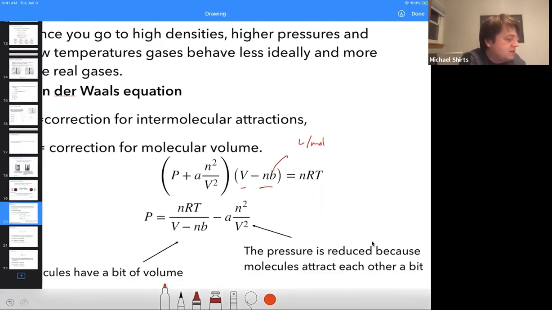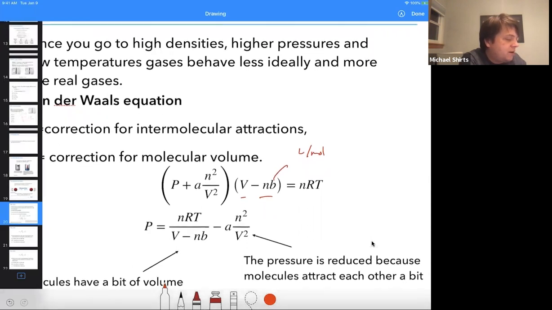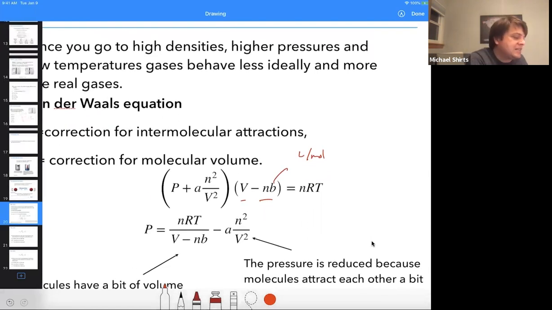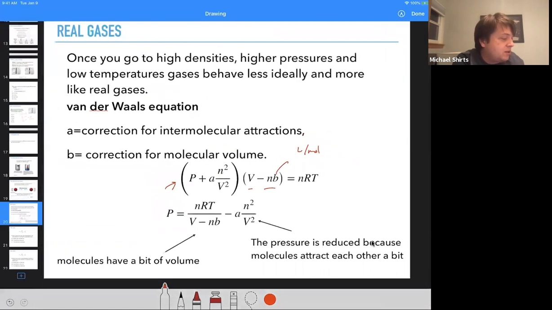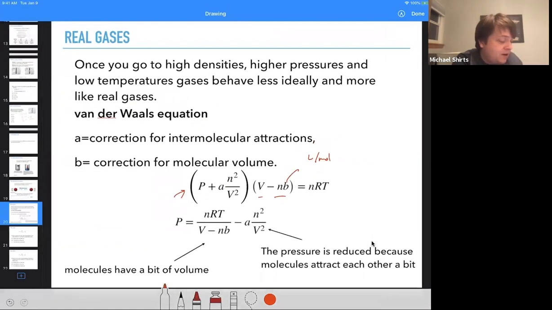And then you also have a contribution for the pressure. It's a little less clear in the version above, but if you solve this for the pressure, it becomes a little clearer. You can see that the pressure is nRT divided by V minus nb. The effective volume is slightly smaller than the real volume, so the pressure is going to be higher for a real gas according to that term. But then also the pressure is decreased by the molecules attracting each other. So molecules have a bit of volume, which therefore increases the pressure for real gases.